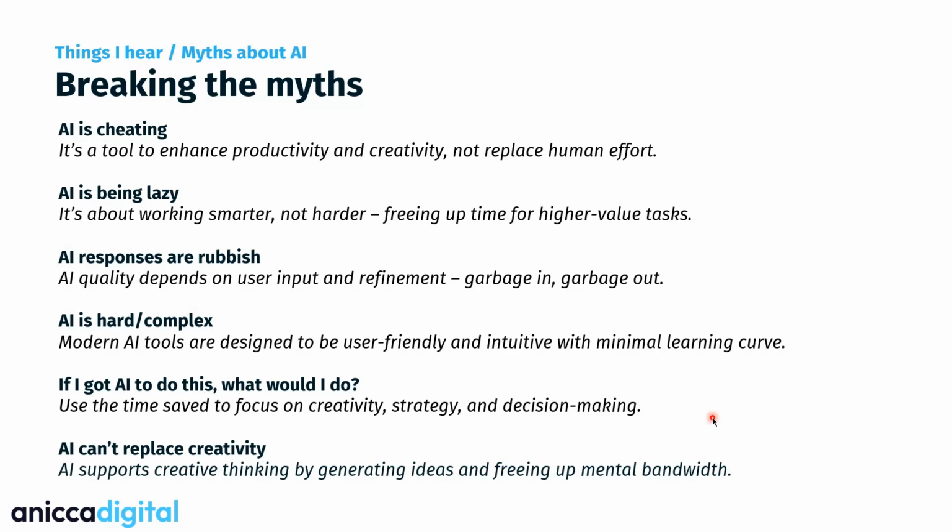But there are some myths out there. Some people think that AI is cheating, and I don't think it is. I think it's a productivity tool. I think it's about creativity. It's not about replacing human effort. It's just about moving it onto other things. About AI being lazy, and I think it's about working smarter, not harder. I think humans are naturally, and I think this is a good thing, quite lazy anyway. We try and find the most direct route to a solution, and if we can find ways of doing that quicker and simpler, we will gravitate towards those things, and that's certainly what I've done with AI.